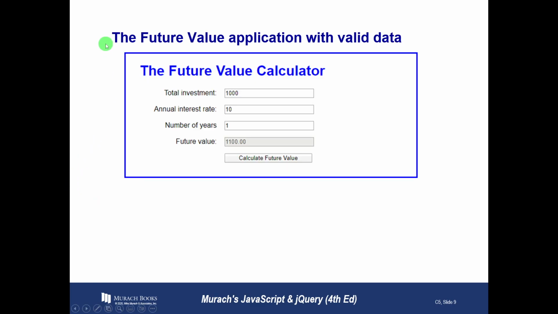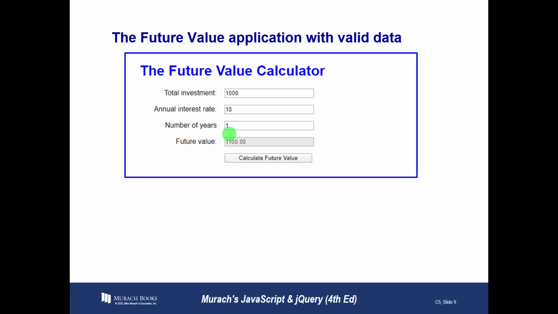So here's the future value application when it has valid data. We want to test with valid data. So we put in $1,000, 10% interest for a year, we should get $1,100 back. We've plugged in some good data to test this. Unfortunately, sometimes that's where people stop. Hey, it worked. I put in these good numbers. This is the numbers we're going to test it with, and it worked.